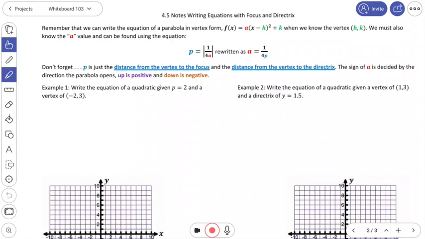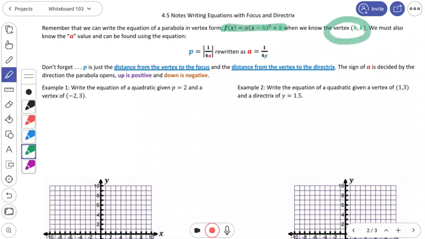The important thing is to remember that we are going to use vertex form of our parabola. Y equals, or f of x equals a times x minus h squared plus k. Remember, h and k always represent our vertex. And also last class, we talked about our p-value, the distance from the vertex to the focus or the distance from the vertex to the directrix.